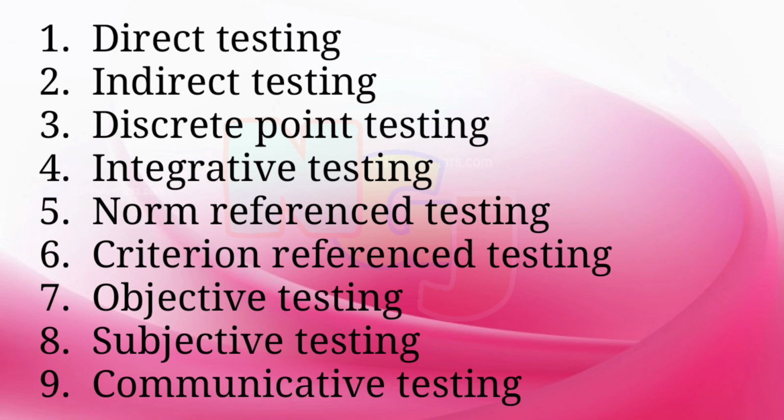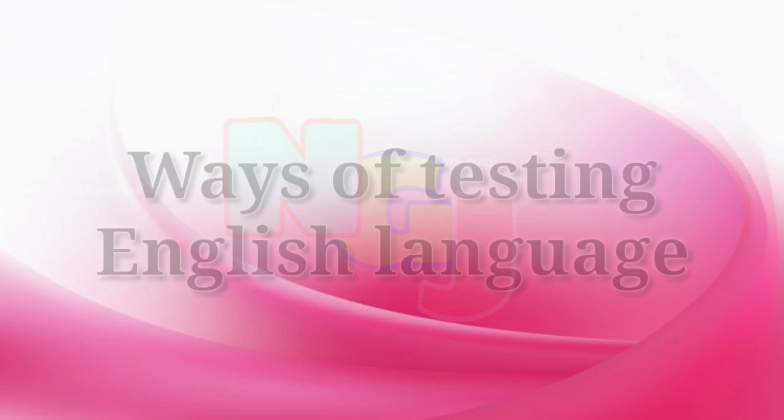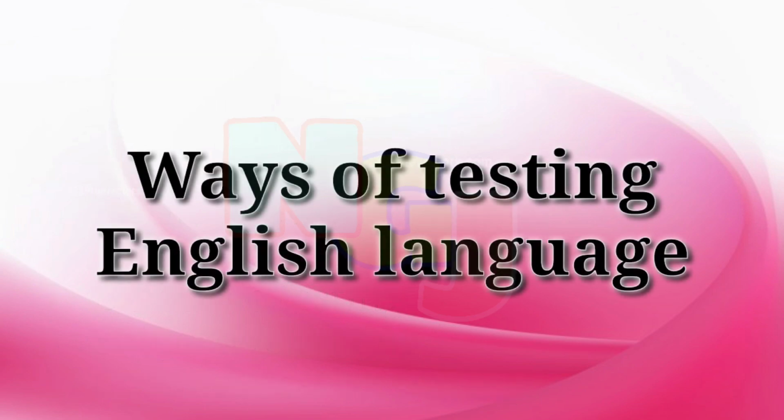So, my dear students, in order to test a student's language ability, you can use these above mentioned ways of testing, namely direct testing, indirect testing, discrete testing, integrative testing, norm reference testing, criterion reference testing, objective testing, subjective testing, and communicative testing. I hope this session would be helpful for conducting a test in English language based on the criterion you want to test.